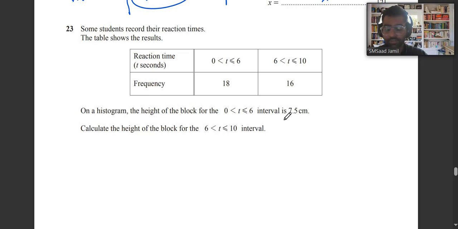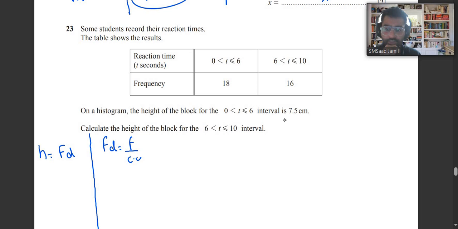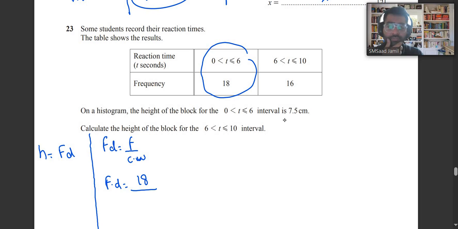So look, first of all, guys, height is equal to frequency density. This is one thing you guys need to understand. Second, frequency density is equal to frequency upon class width. So now over here for the first interval, let's solve it from this one. Frequency density is equal to how much is the frequency? 18. And how much is the class width? It's 6 minus 0, which is 6. So frequency density over here is 3.